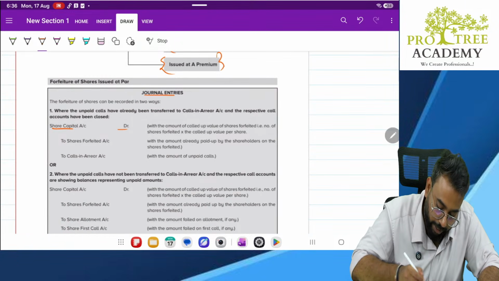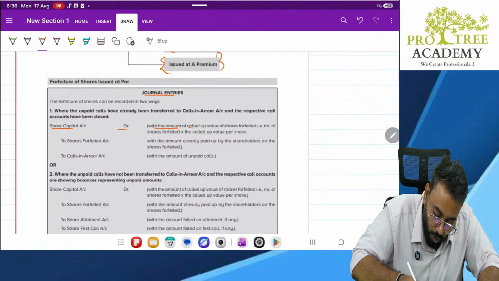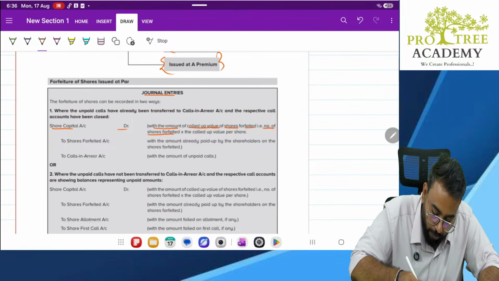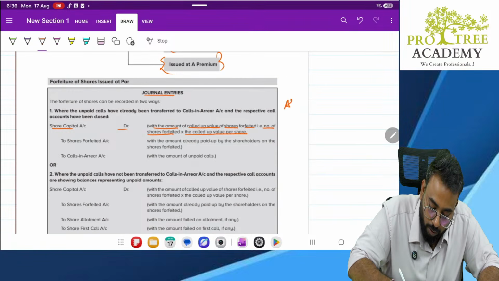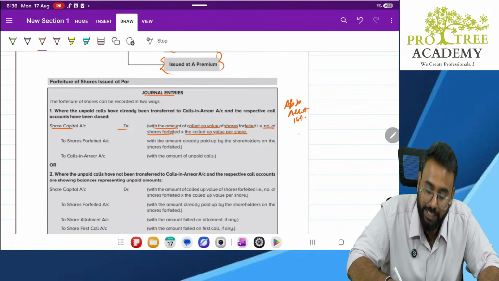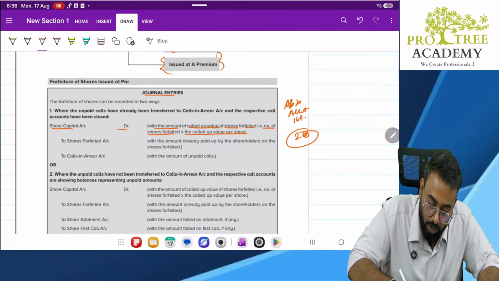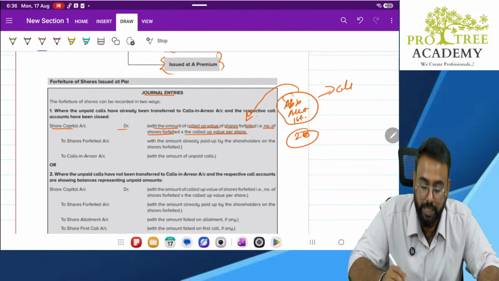Share capital account debit with the amount of called up value of shares forfeited, that is, number of shares forfeited into the called up value per share. Called up value means what? Suppose you have called money on application, on allotment, on first call, but the second call was not made. So whatever calls were made, the total of that will go to share capital.